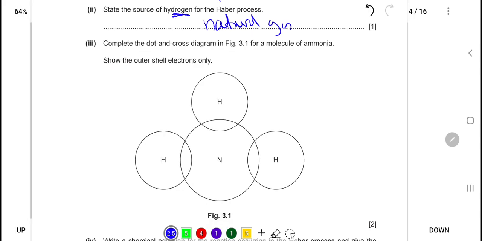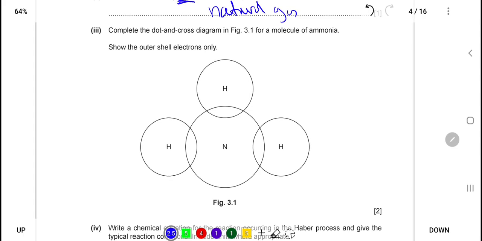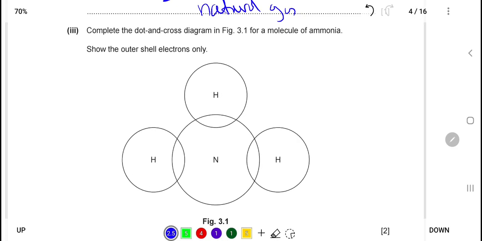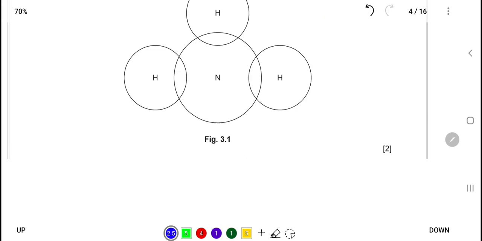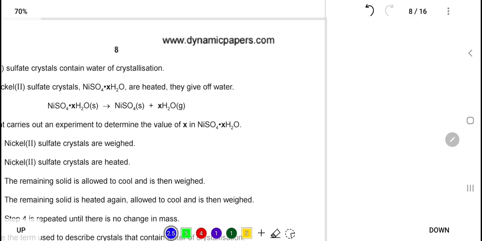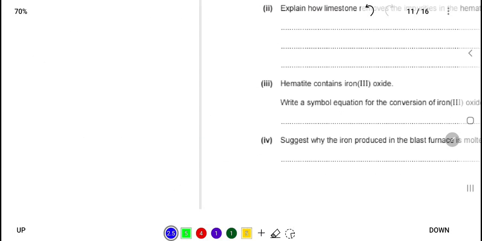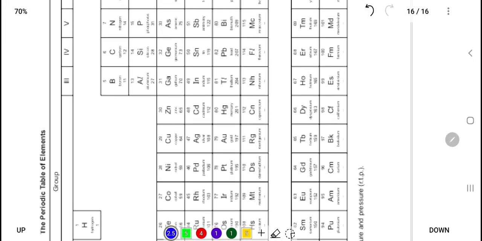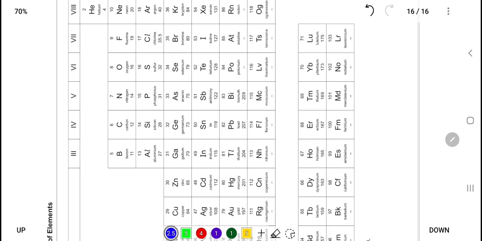Wait a minute, let me check the periodic table first. So H is 1, right? And for nitrogen, let's go back to the question. So the nitrogen is here, right? For nitrogen we care about the proton number, which equals the electron number. So now we have 7, right? We put it in electron shells, so it's going to be 2, 5.